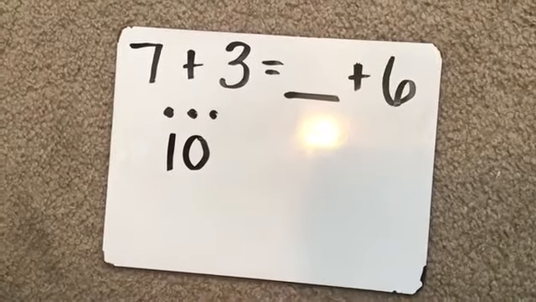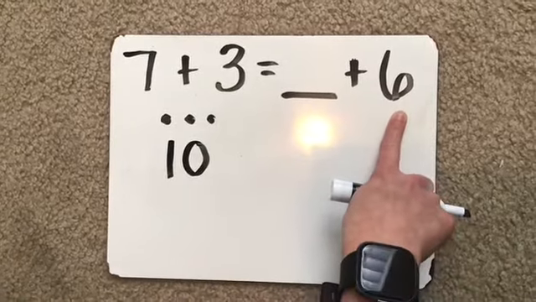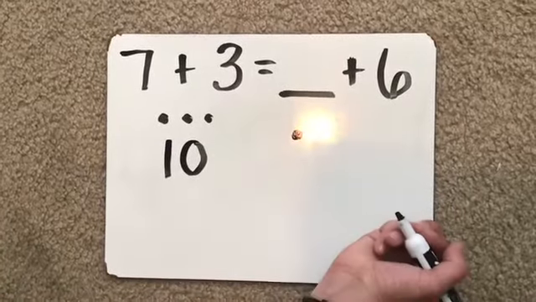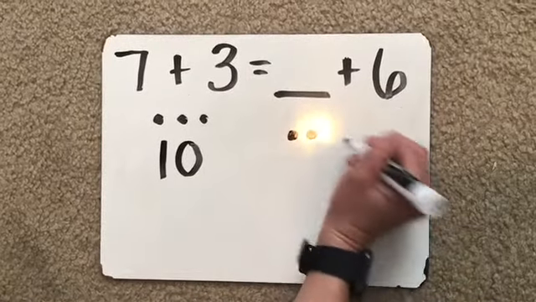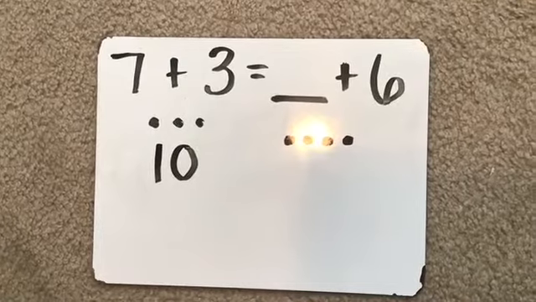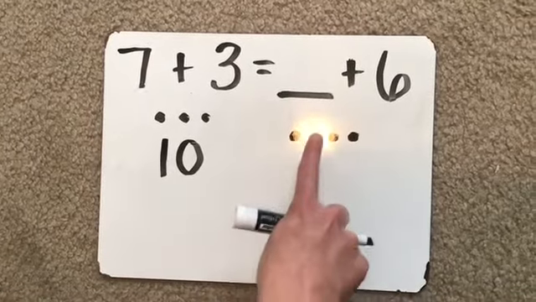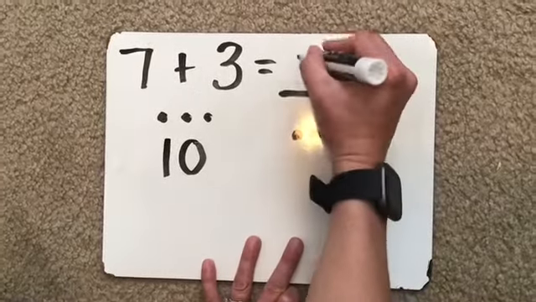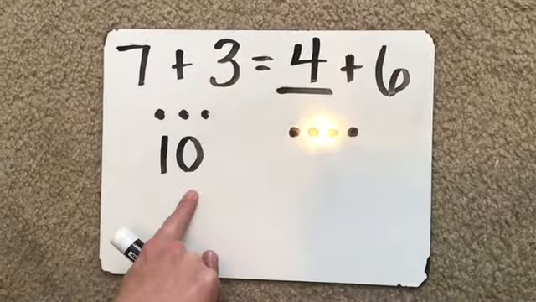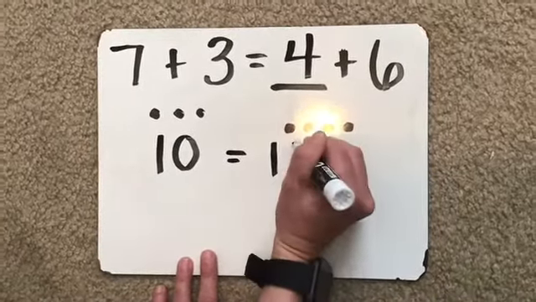Now I have to get this side to equal 10 as well. I already have 6. What comes after 6? 7, not at 10 yet, 8, 9, 10. How many more did I have to add to 6 to get 10? 1, 2, 3, 4. So 7 plus 3 equals 10, and 4 plus 6 equals 10.